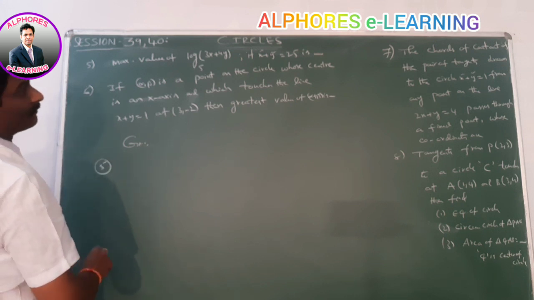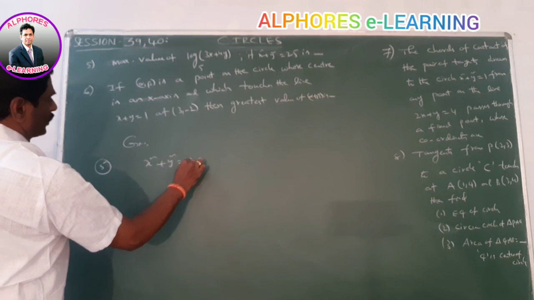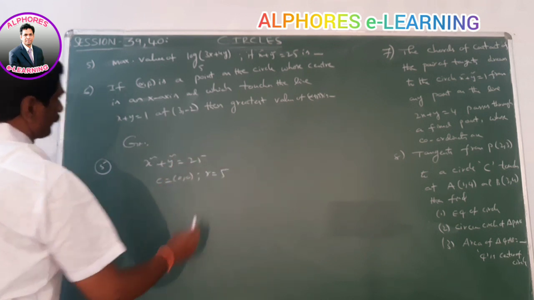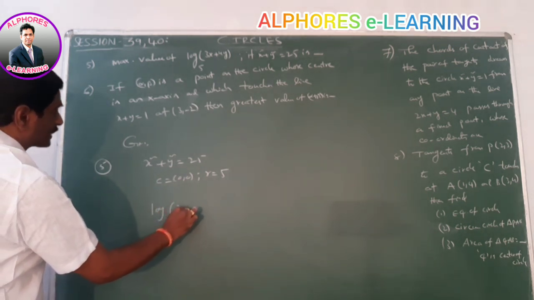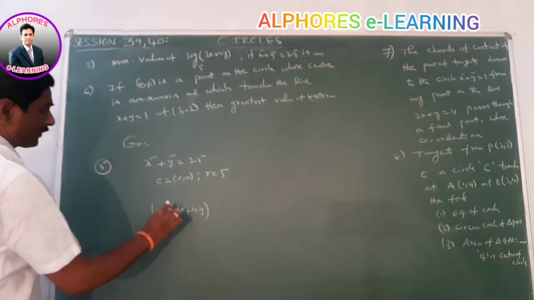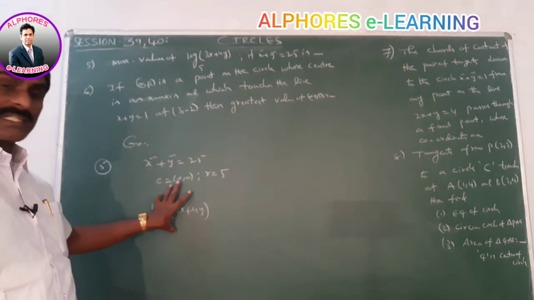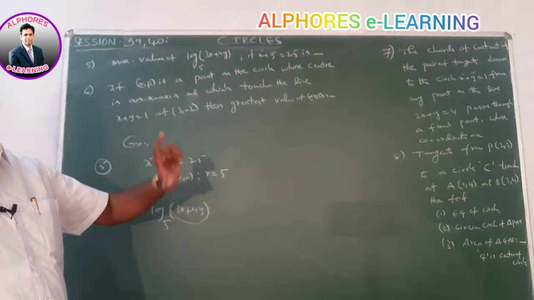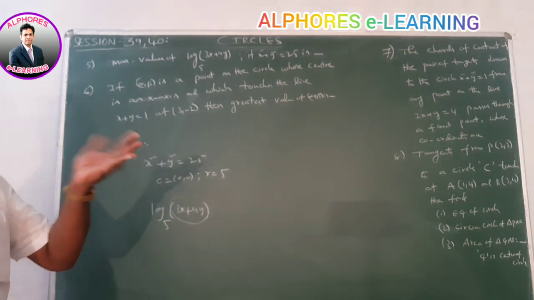Given circle. What is the equation of the given circle? Given circle is x square plus y square is equal to 25. Here center of the circle is (0, 0) and radius of the circle is 5 units. Now we find the maximum value of log of 3x plus 4y base 5. Since base 5 is more than 1, it is an increasing function. For getting the maximum value, we find the maximum value of 3x plus 4y. If this value is maximum, log of this value base 5 is automatically maximum.